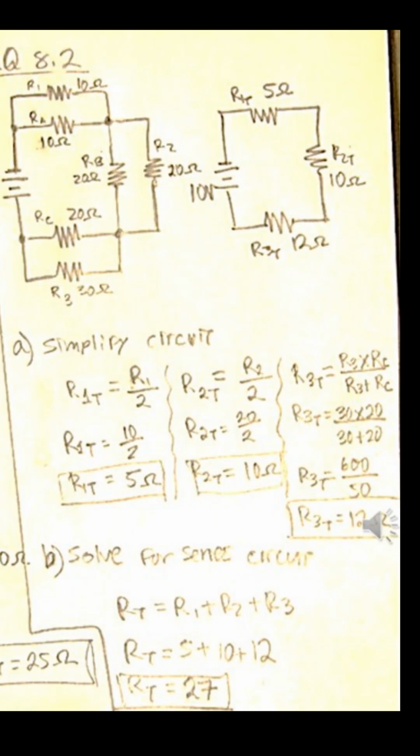And for the third resistor, R3 total, we have two resistors of unequal value, so we can use the product over the sum formula, which in this case is 30 times 20 divided by 30 plus 20, which is 600 over 50, which is 12 ohms. So we have simplified our resistors. Now we solve for this series circuit resistance, since that is the goal. Resistance total equals R1 plus R2 plus R3, in this case 5 plus 10 plus 12 ohms, which is 27 ohms. So your resistance total is 27 ohms.